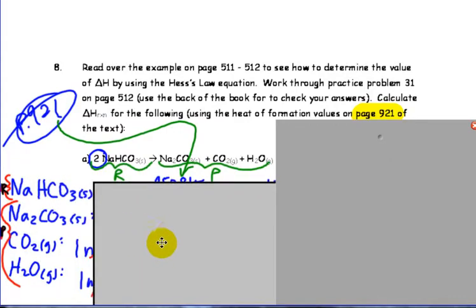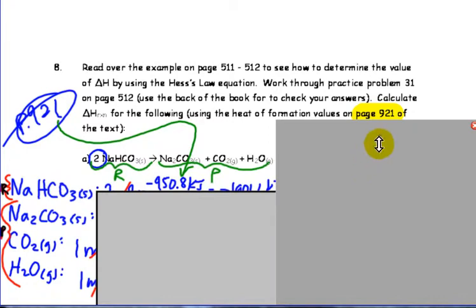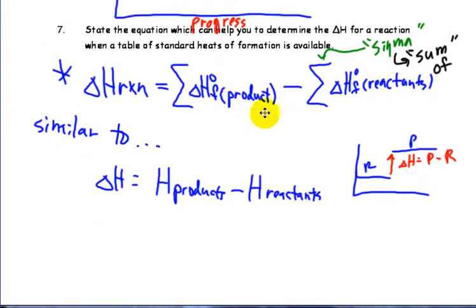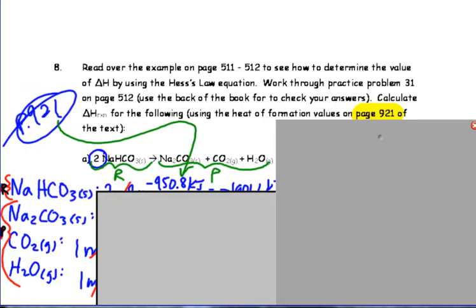Another thing to note is identifying reactants and products. You should know by this point that everything on the left-hand side of the arrow is a reactant. Everything on the right-hand side of the arrow is a product. And it's always final minus initial, products minus reactants. I think sometimes people get confused because reactants are first and products are second, so they think it's reactants minus products, but that's not the case.